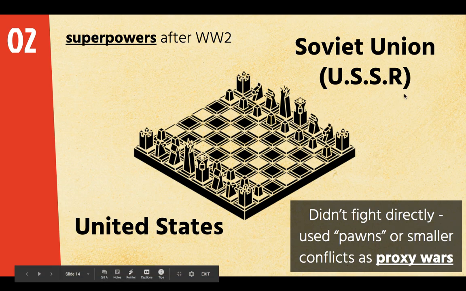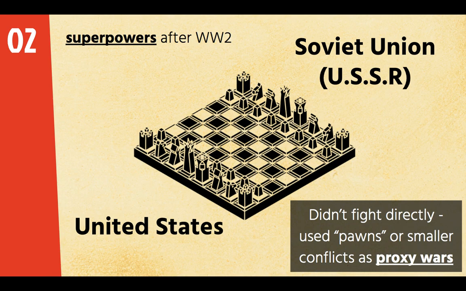These are the two superpowers left after World War II. And we'll talk about World War II closer to Christmas, closer to our holiday break. But these are the two countries left with lots of power after that war, and we are in opposition to each other. So we don't fight each other directly. We use our pawns, we move the chess pieces to fight smaller conflicts known as proxy wars.